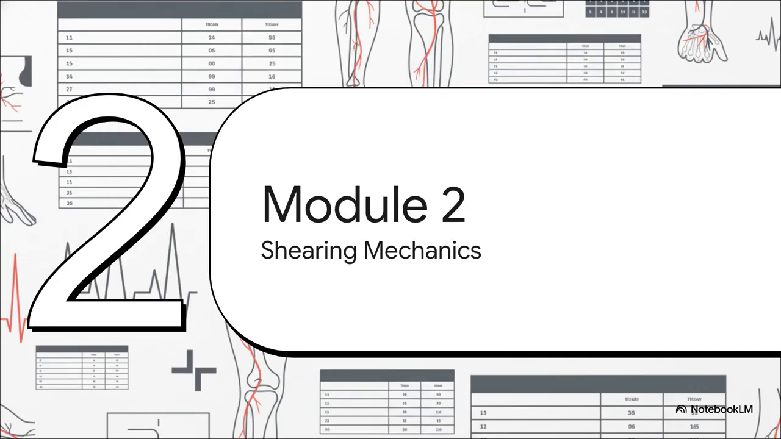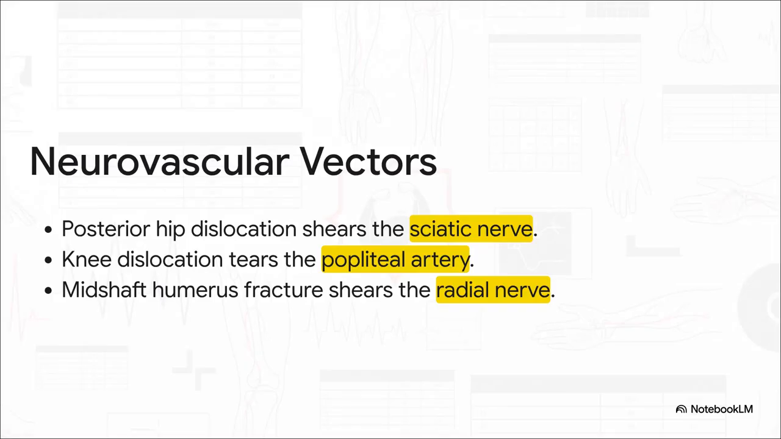Okay, moving on to Module 2, Neurovascular Shearing Mechanics. For this, you must be able to instantly pair a structural failure with its precise neurovascular shearing counterpart. It's cause and effect. An anterior shoulder dislocation shears the axillary nerve, causing you to lose deltoid contraction. A posterior hip dislocation, your classic dashboard injury in a car crash, predictably shears the sciatic nerve, presenting as a foot drop. And a tibiofemoral knee dislocation tears the popliteal artery, and that mandates immediate vascular mapping.